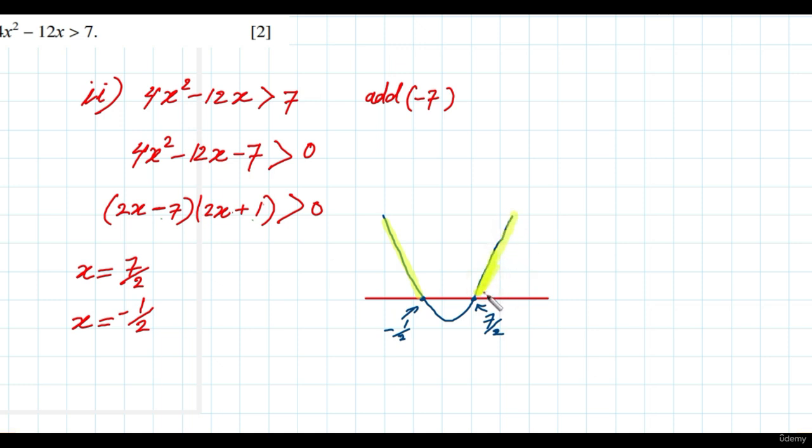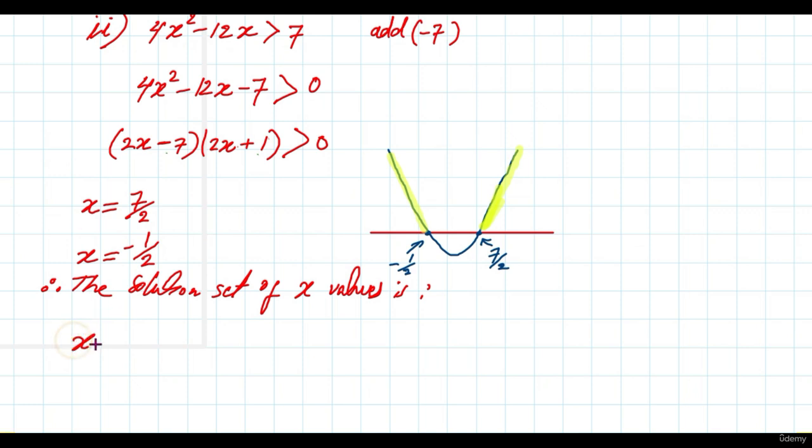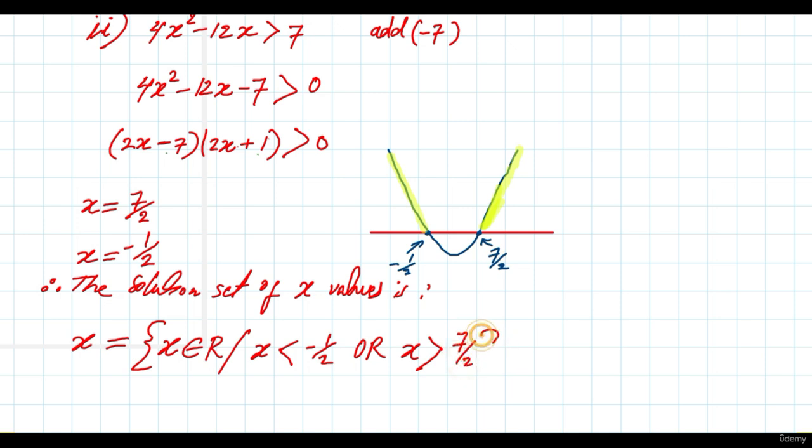And here we also have another solution set which starts from x larger than 7 over 2, moving towards positive infinity. Therefore, we can say the solution set of x values is the set of x that are elements in the real numbers, such that x can be less than negative 1 over 2, or another solution is where x is larger than 7 over 2, then close the set.